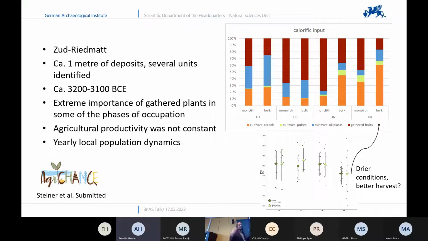And because they are growing hard wheat in Switzerland in the late Neolithic, this is a crop that is perfectly adapted to the Mediterranean climate, not so much to temperate climate. Maybe it's in drier years when they get better crops, and it kind of fitted together in this narrative that depending on the yearly climate conditions, the economy will adapt to the needs.